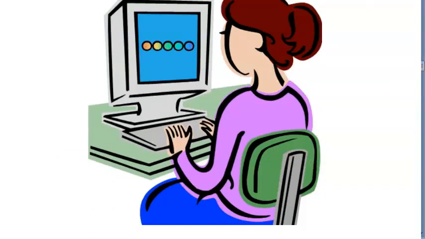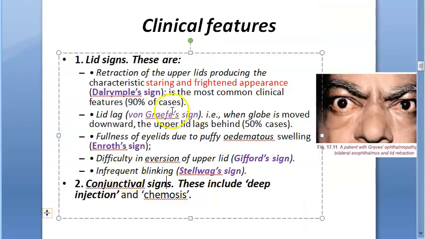Now here comes the challenge for you. What is the challenge? Tell these names. What is Dalrymple's sign? Von Graefe's sign? Enroth's sign? Gifford's sign? Stellwag's sign? All these names you have to write if you want marks. What is it? Dalrymple's sign. Staring, frightened appearance, staring.